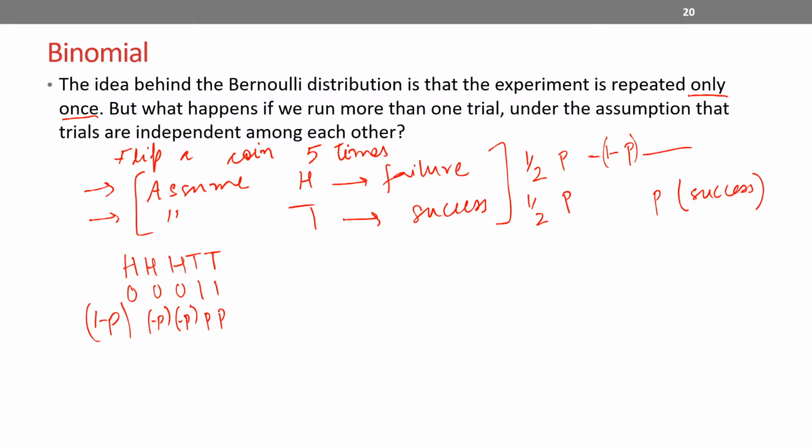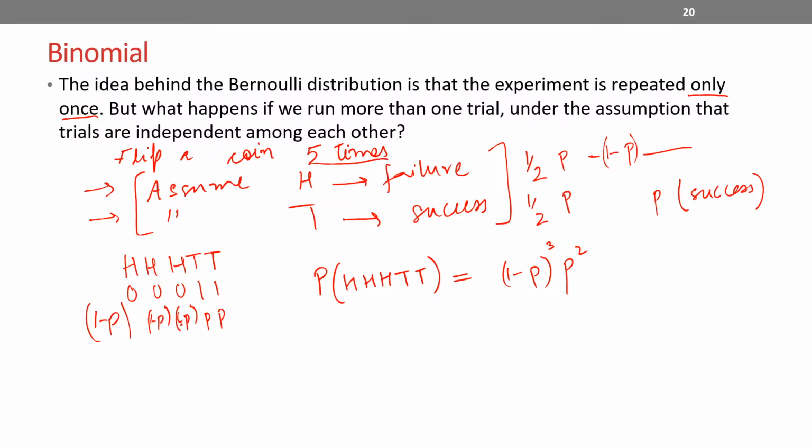Because trials are independent, the probability of getting this particular sequence is going to be, I can multiply all these: 1 minus P, 1 minus P, 1 minus P. Sorry, this has to be 1 minus P and P, right? So this is (1 minus P) cubed and P squared, right? So this was for 5 coin flips.